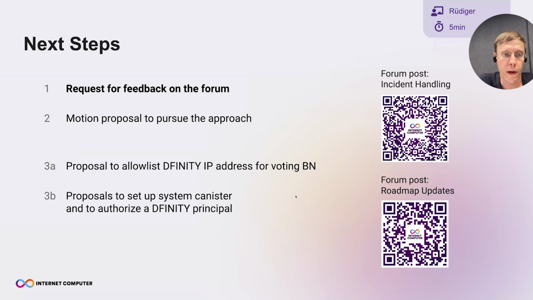And in a while, we will submit the motion proposal with the approach that also results from the discussion on the forum. And if this is then adopted, DFINITY will submit two types of proposals. One to allow list the DFINITY IP address for a voting boundary node. And the second would be a proposal to set up the system canister and to authorize the DFINITY principal. So if you want to know more or want to provide feedback, please check out the forum post, and vote. And with that, back to you, Sam.